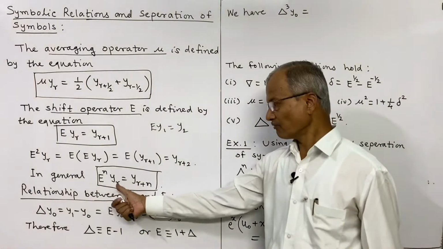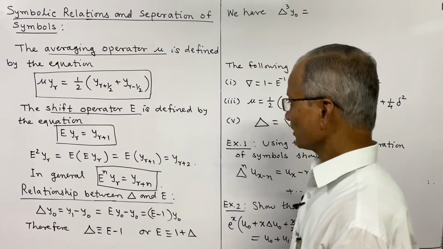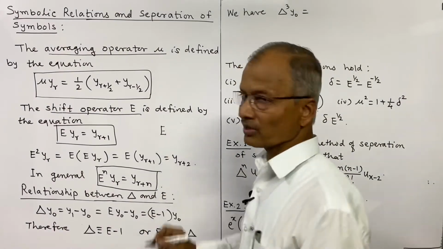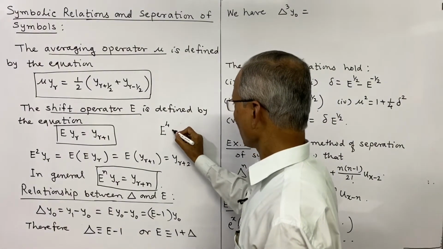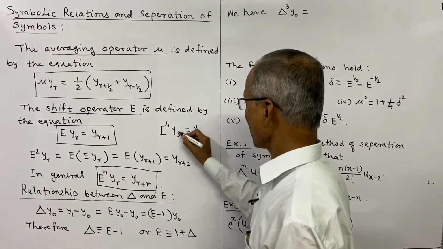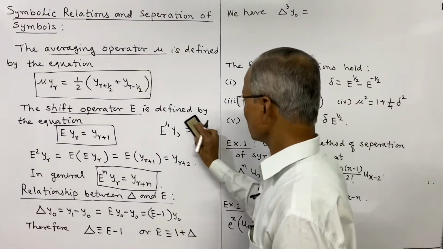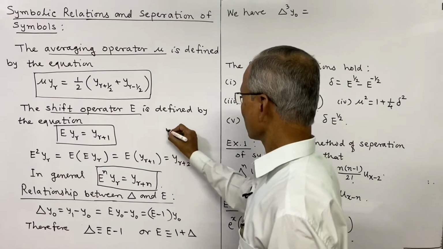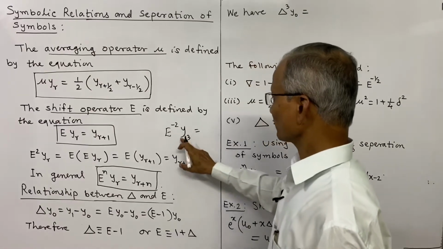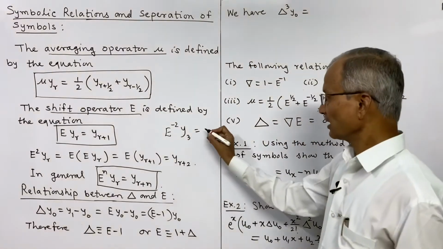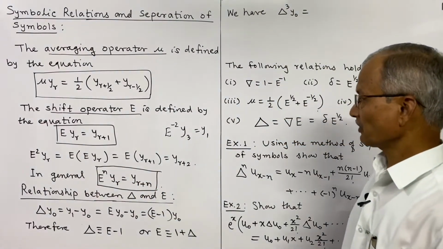E to the power n of yr is y r plus n. This is true for positive n, negative n, or fractional n also. So we have, say, E to the power 4 of y3. This will be y 4 plus 3, that is y7. Similarly, we have E to the power minus 2 of y3. This will be y of minus 2 plus 3, that is y1, by this relation. So this is the shift operator.